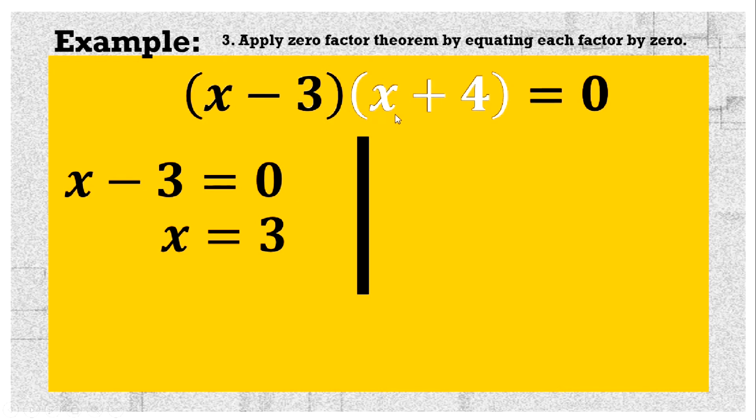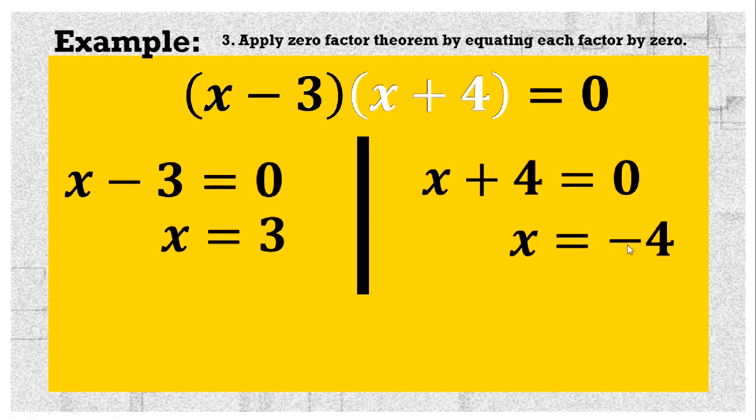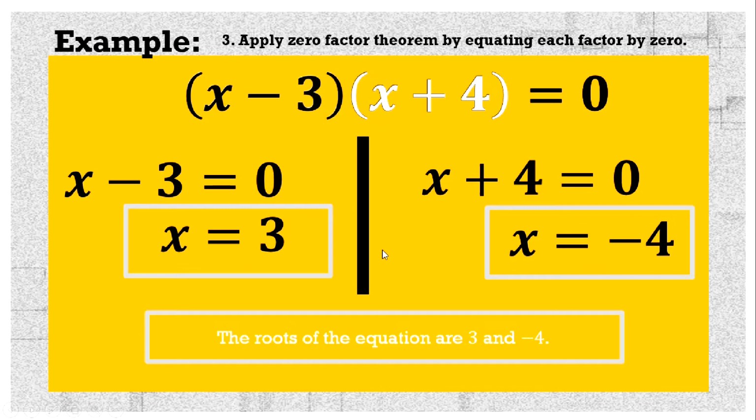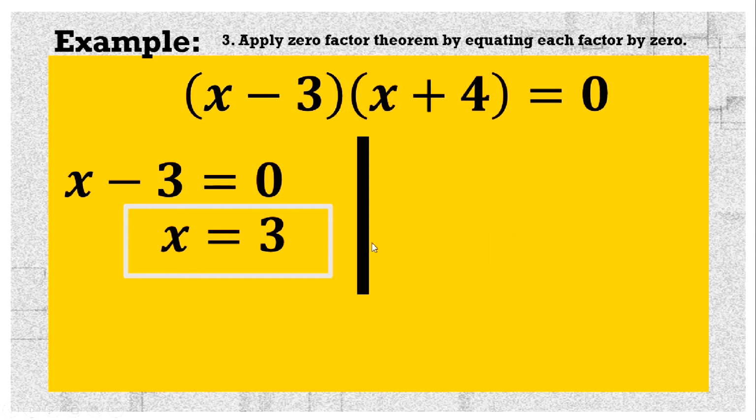Next factor, we have x plus 4. So we have x plus 4 is equal to 0. Simply, we have x is equal to negative 4. Therefore, the roots of the equation are 3 and negative 4. Again, we may check our answer.